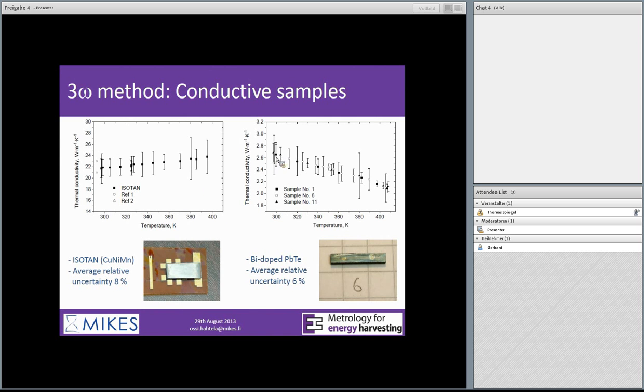Here are the measurement results for the bismuth-doped lead telluride samples. We had 3 samples originating from the same fabrication batch, and as you can see, the results are in quite nice agreement with each other. And this time the average relative uncertainty was 6%.